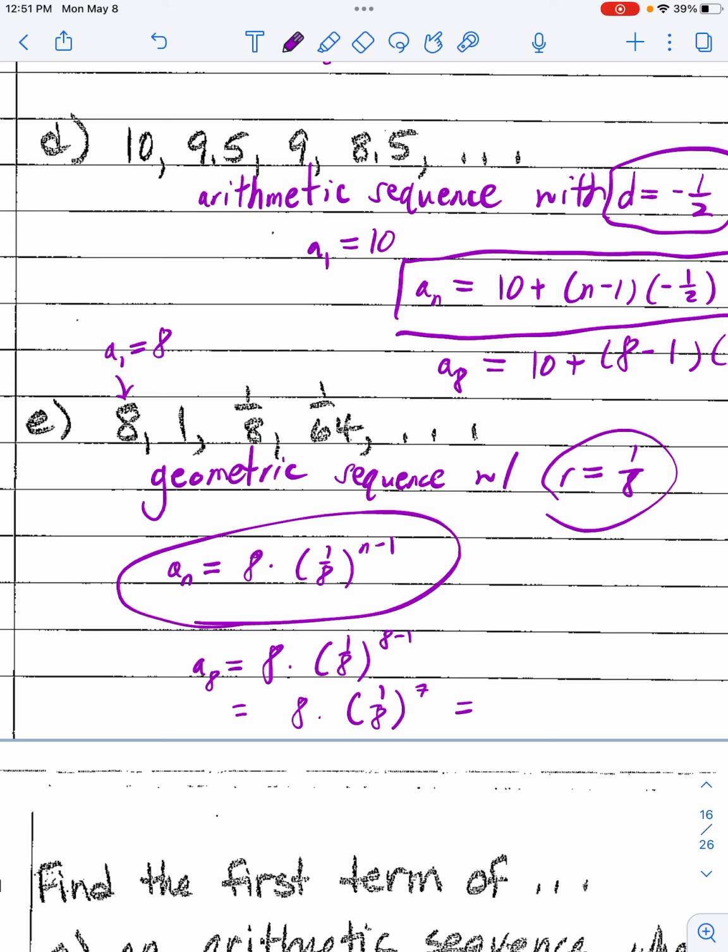Slap that in your calculator real quick. It's a very small number. I got 3.81 times 10 to the negative 6. Yeah, that makes sense. Okay.